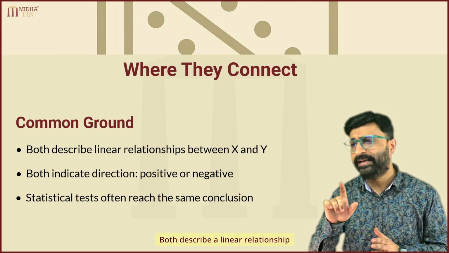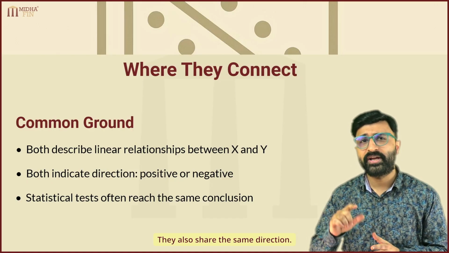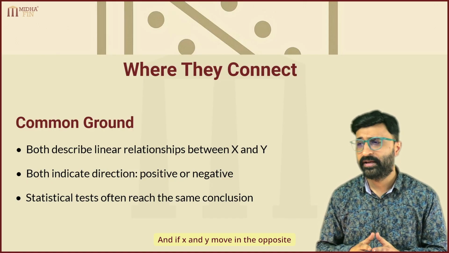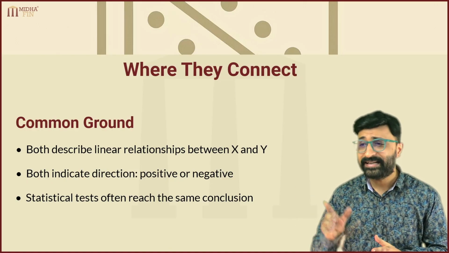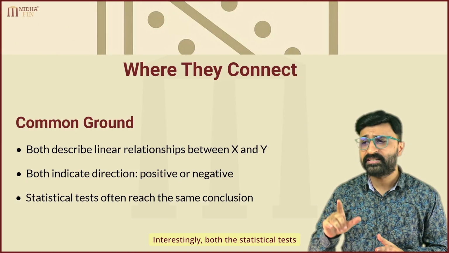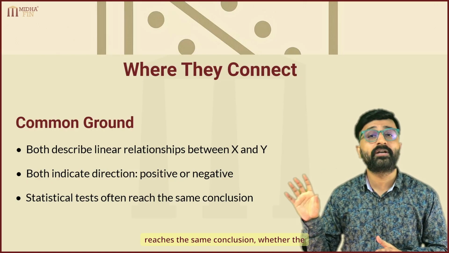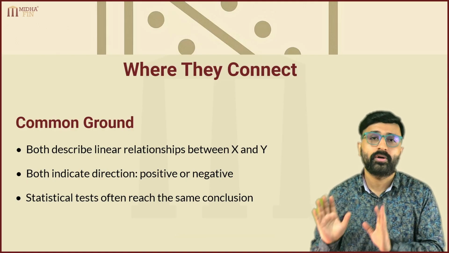Both describe a linear relationship between two variables x and y. They also share the same direction. When x increases and y increases, both are positive. And if x and y move in the opposite direction, both are negative. Interestingly, the statistical tests for both correlation as well as slope reach the same conclusion, whether a relationship exists between x and y or not.